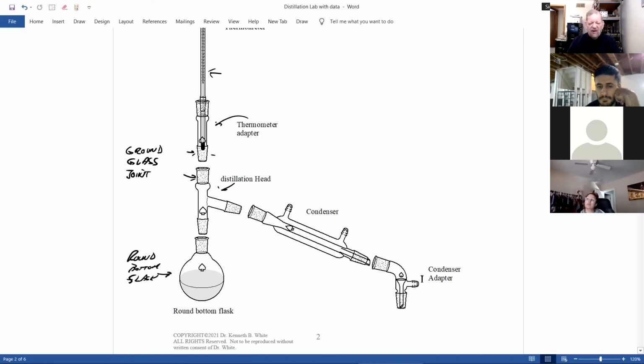Now, over here, we have the condenser. Now, when this is all connected together and you heat this, the vapor comes up here, comes over here. Remember, it's all connected. And in this condenser, there are two tubes, the inner tube and the outer tube, and they're not connected. And this is important for you to know. In a condenser, water always comes in at the bottom and it comes out at the top.